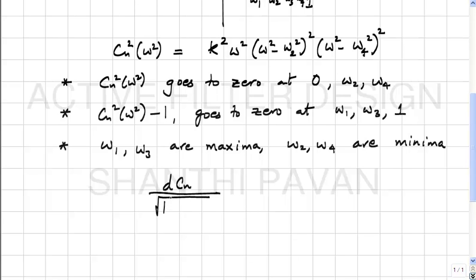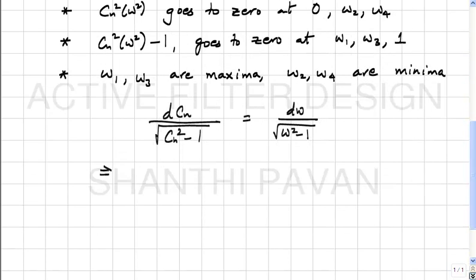So this is all background material of what was done yesterday. dCn by square root of Cn square minus 1 is d omega by square root of omega square minus 1, and this implies that Cn of omega is of the form cosine hyperbolic of n times integral of d omega by square root of omega square minus 1. So Cn of omega is cosine hyperbolic of n cosine hyperbolic inverse of omega.